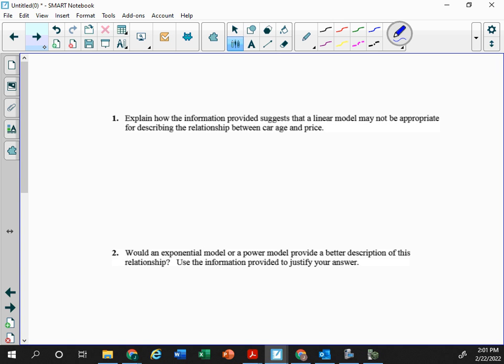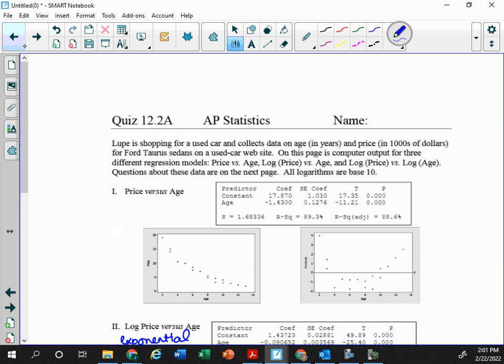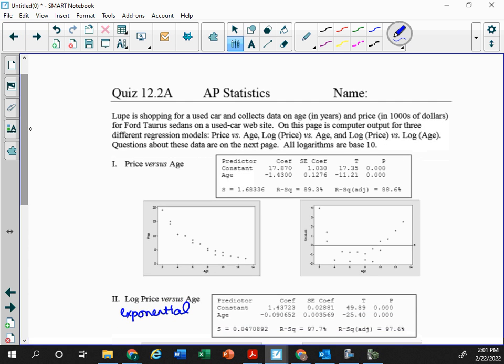You're given information. It says explain how that information suggests that a linear model may not be appropriate for describing the relationship between car age and price. If I look at just this linear information, what do you see that's problematic? Is your scatter plot linear, or is it a little bit curved? You guys see the curve in there? It doesn't look like a real straight line to me.